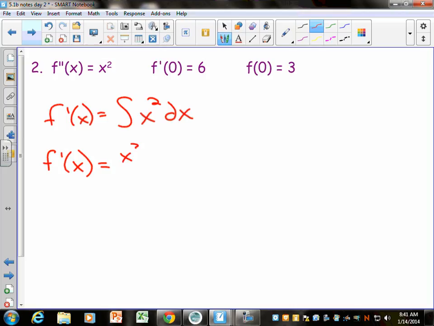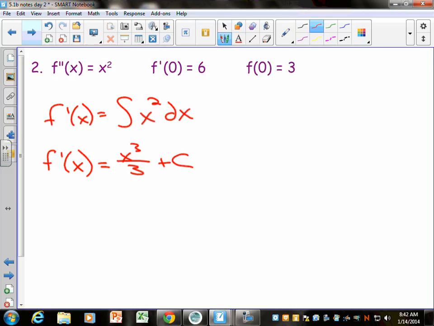So would this be x cubed over 3 plus c? But that's only the first derivative since they gave us the second derivative. And you have to find c before you can take the next derivative. So that's why they give you this. So now can we plug this in, find what c is, and do it again?